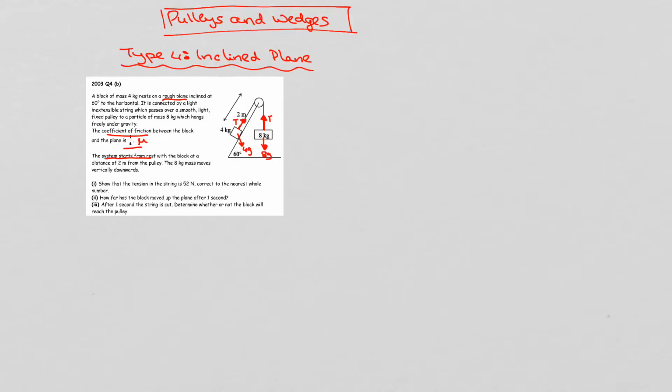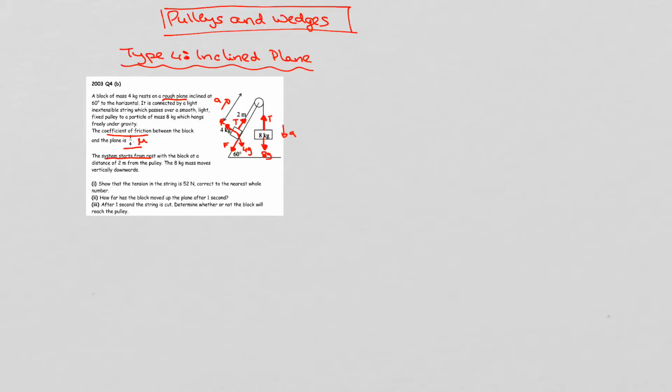So clearly we can see we're going to have to resolve our weight there. Because the block is going to accelerate up as the 8 kilogram accelerates down, then we're going to have friction acting away from the direction of the motion. So we're going to have F there as well. And of course the 4 kilogram block is in contact with the surface, so we're also going to have a reaction force. So now we have an overall picture of what's going on.